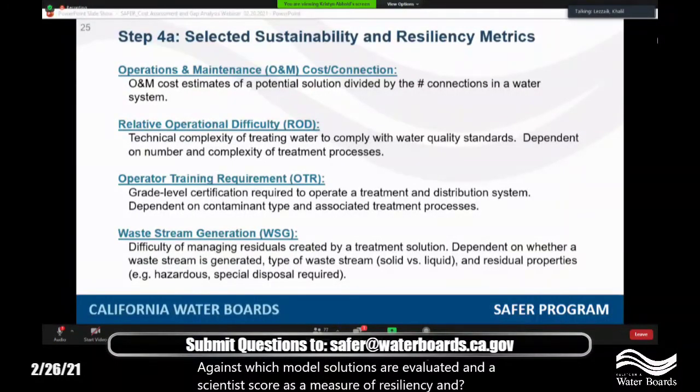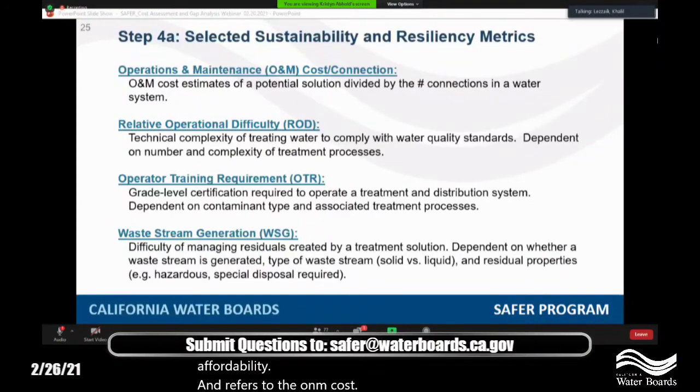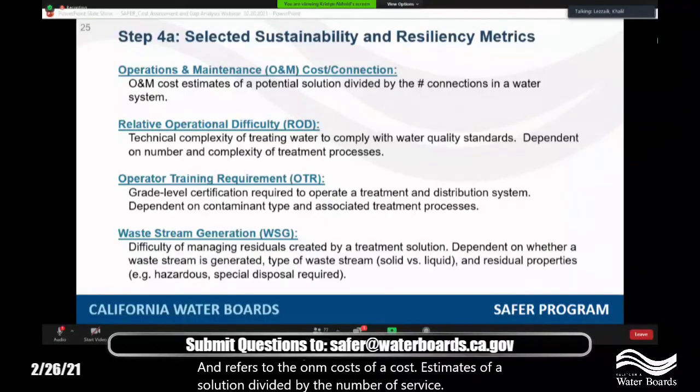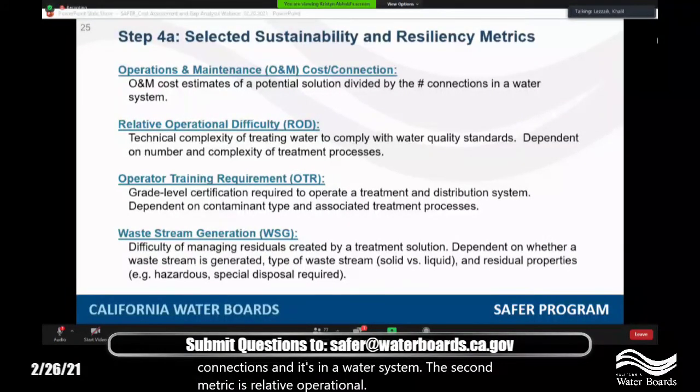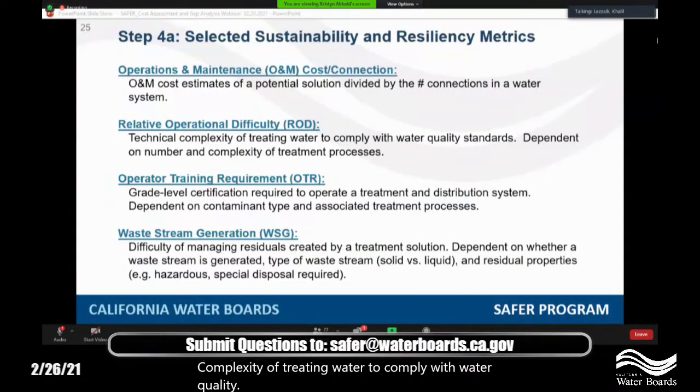The first metric is O&M costs per connection. This metric is a measure of a solution's affordability and refers to the O&M cost estimates of a solution divided by the number of service connections in a water system. The second metric is relative operational difficulty. This metric is a measure of a solution's technical performance, and it refers to the technical complexity of treating water to comply with water quality standards. And it's a function of the number and complexity of treatment processes involved.